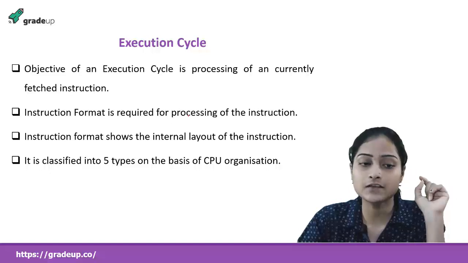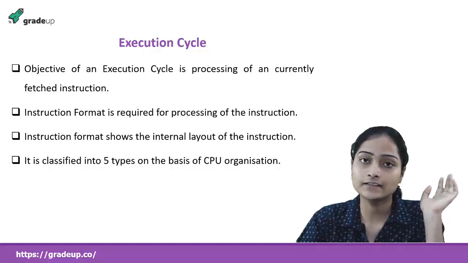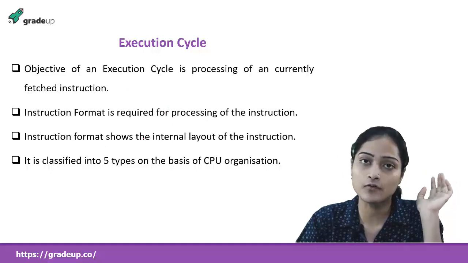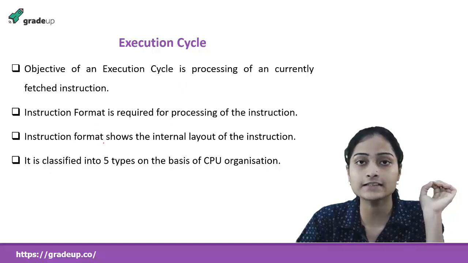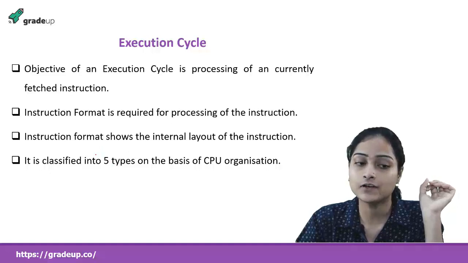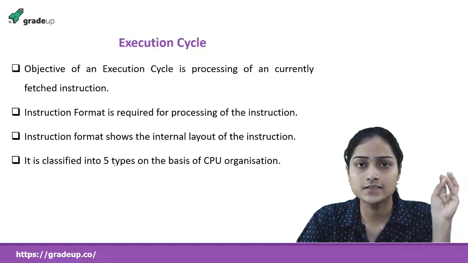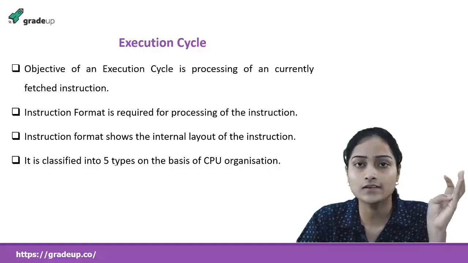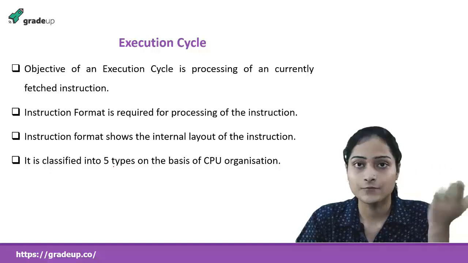This is the same thing which I have mentioned in my previous video, but I have taken all this information to give a quick overview of the things. So for fetching or for executing the instruction, I need instruction format. And instruction format tells the overlay which is followed by the instruction, and it was of 5 types on the basis of CPU organization. We discussed 0 address, 1 address, 2 address, 3 address instruction format. So it was of different types.